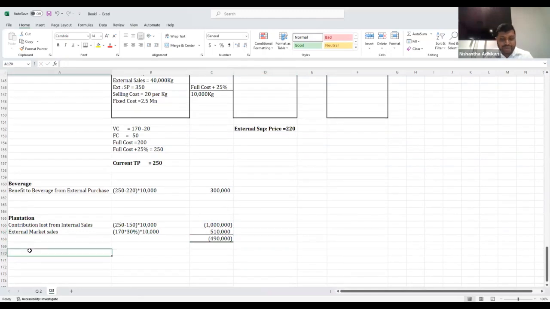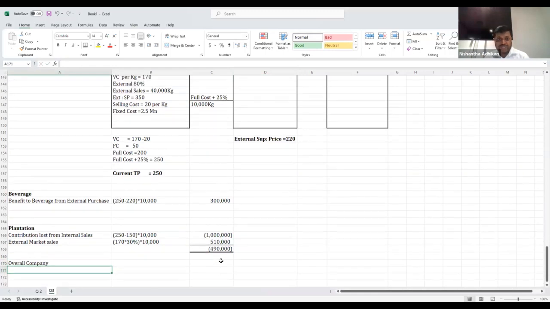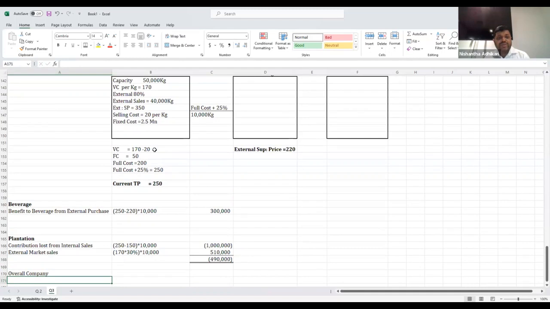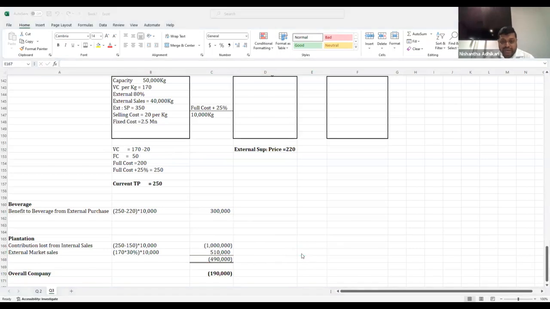Finally, overall company, due to this arrangement, how much will the overall company lose? If they manufacture internally, the cost would have been 150. Now you are paying much more than that, right? You are paying 220 each. If you look at the net effect, overall company, if you add these two together, it is 190,000. Overall company will lose by 190,000, because this is the contribution gained by beverage, and this is the contribution lost, net profit lost by the plantation division.